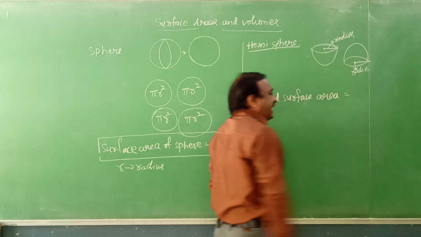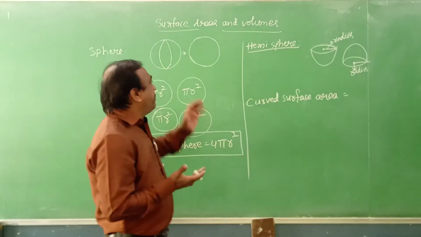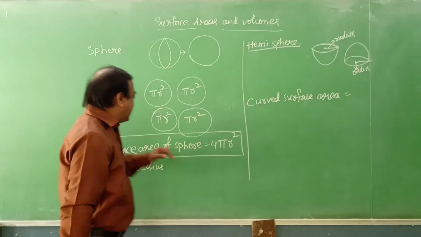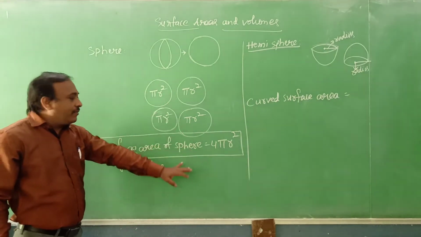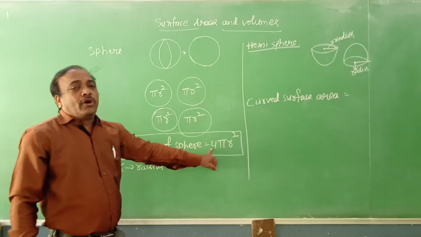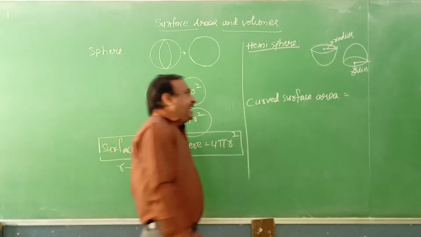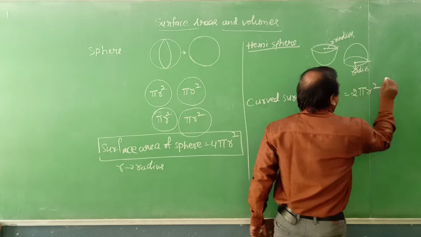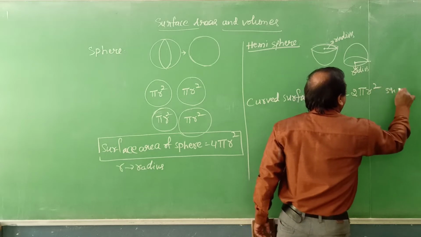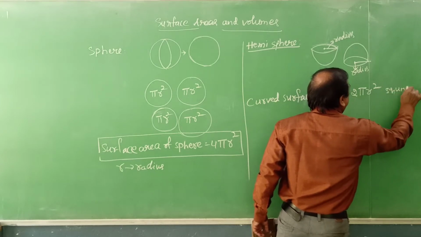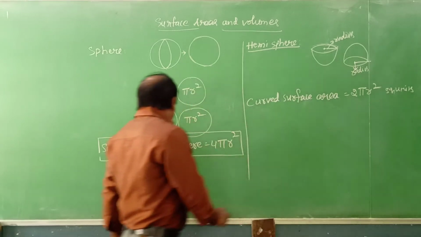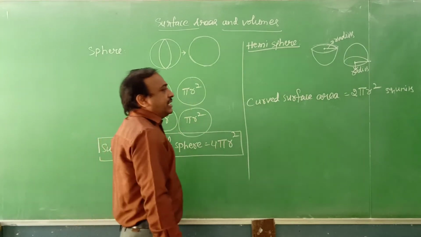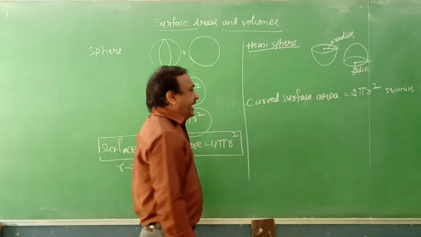Curved surface area is nothing but exactly half of this, 4 pi r square. Half of this is 2 pi r square, in square units. Even here it is 4 pi r square. The area we always measure in square units.